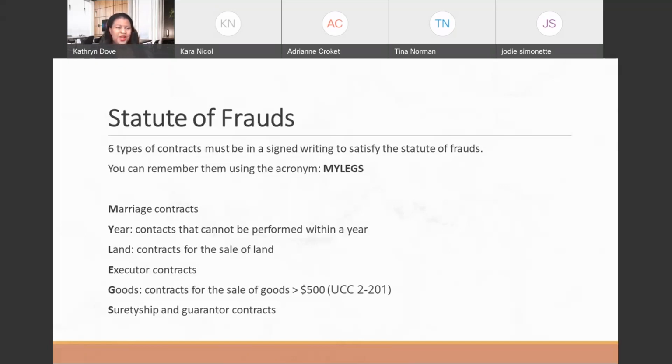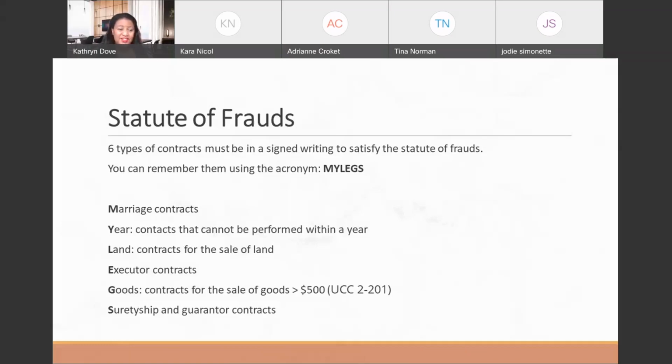frauds. What does the Y stand for, Kara? Year. Yes, contracts that can't be performed within a year. Are you going to remember what we talked about today in a year? Probably not. You might remember that we had live sessions in your contracts class, but you're probably not going to remember all the details of what we talked about.